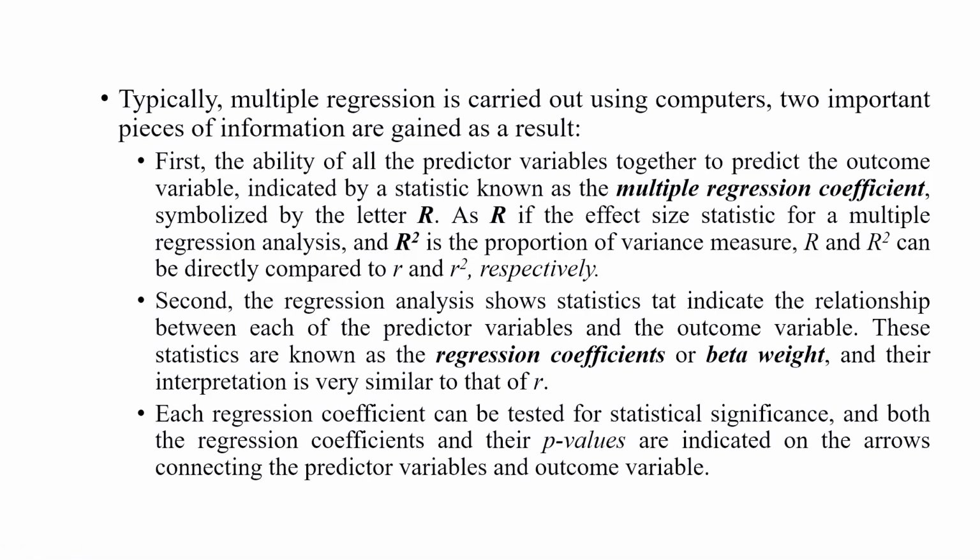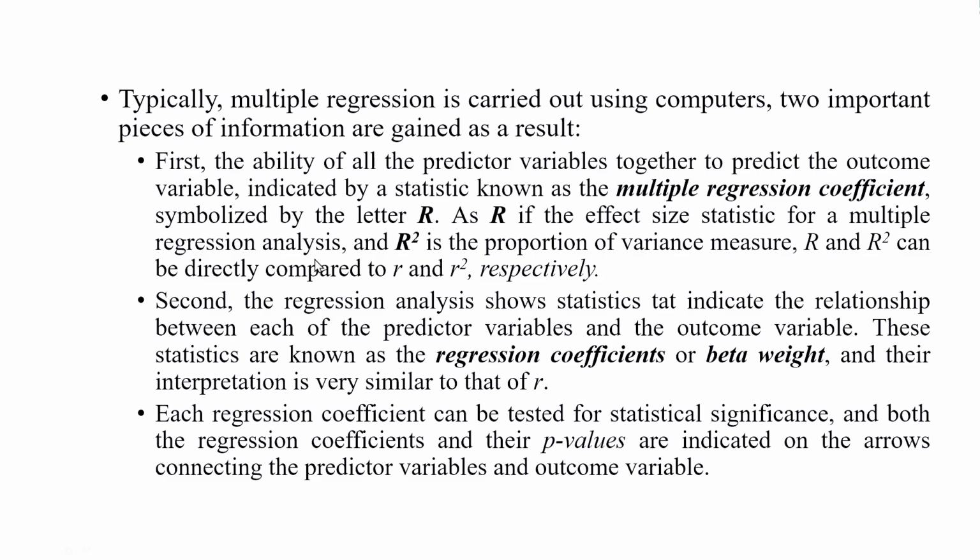Now, typically because there are so many of these correlations to compute, this is done using software and computers, but two pieces of information are very important. First, the ability of all the predictor variables to predict together the outcome variable. This is indicated by what is called the multiple regression coefficient, the capital R. And just as the small r had r square, there is also a capital R square, which is basically the proportion of variation that is explained in this data.